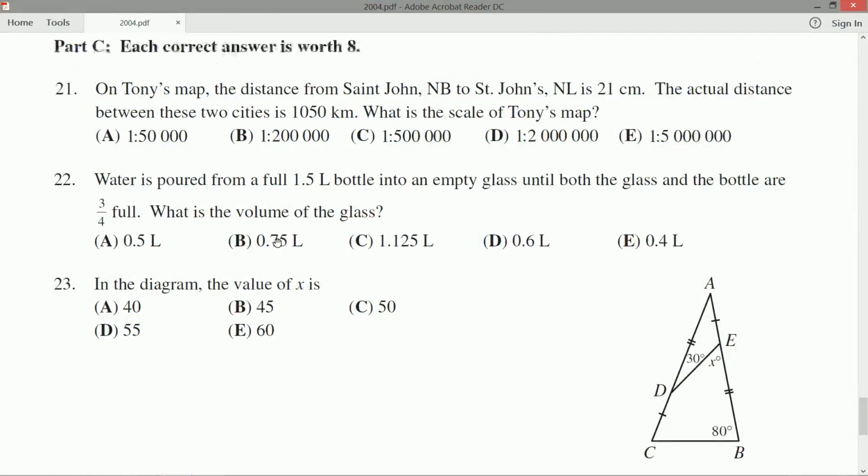Okay, question 22. Water is poured from a full 1.5 liter bottle into an empty glass until both the glass and the bottle are 3/4 full. What is the volume of the glass?